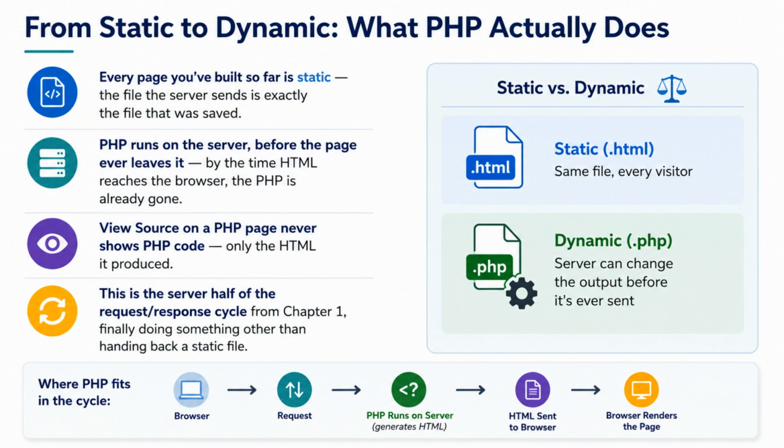Prove this to students live if you can. Open view source on a PHP page. They will never see PHP code there, no matter how much PHP ran, only the HTML that PHP decided to output. That's the whole chapter in one sentence. PHP decides what HTML to send, and only the result ever reaches the browser. Tie this back to Chapter 1's request.